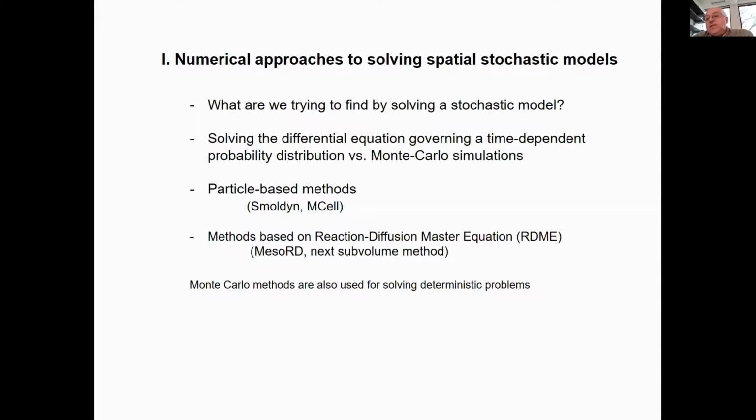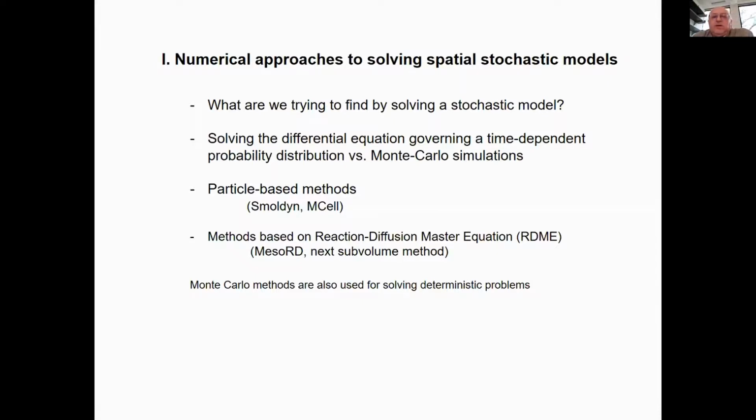And actually, the next subvolume method is a general kind of steal the idea of the next reaction method for non-spatial systems. They first throw a die and determine in which subvolume the reaction will occur. And then they apply the machinery of the next reaction method for that subvolume.